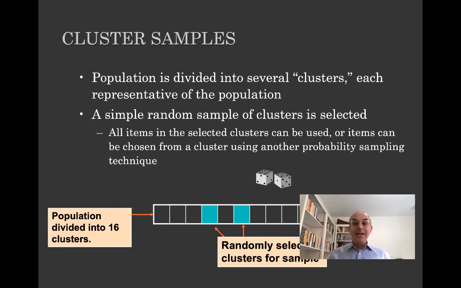Cluster is another way for us to classify the population, and it's based on dividing the population into several large groups, for example 16 clusters. Then we take a random sample of clusters in order for us to apply and to measure it.